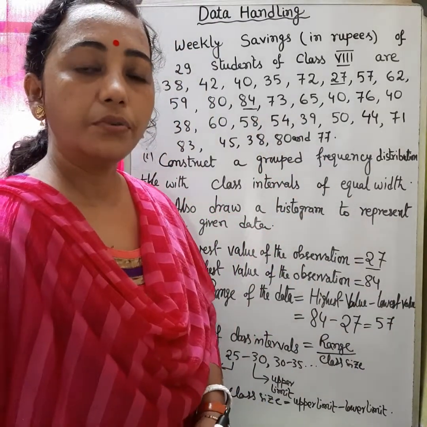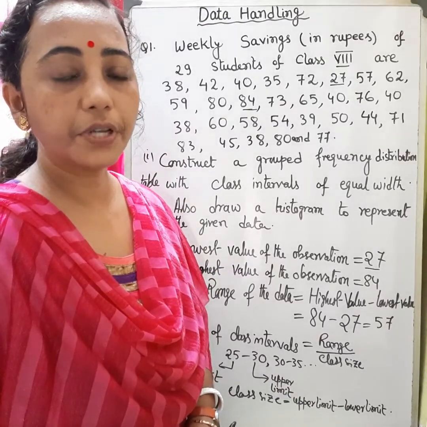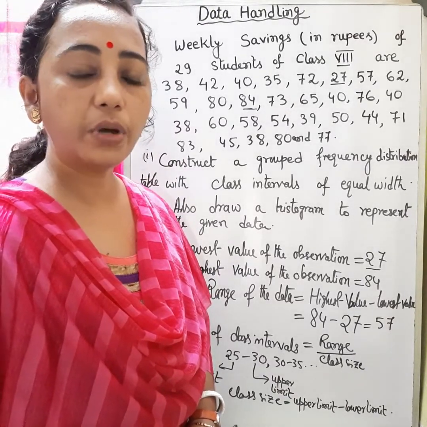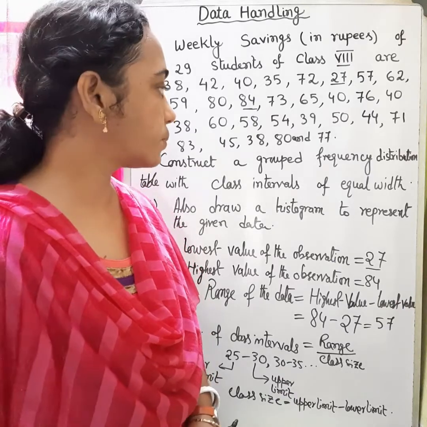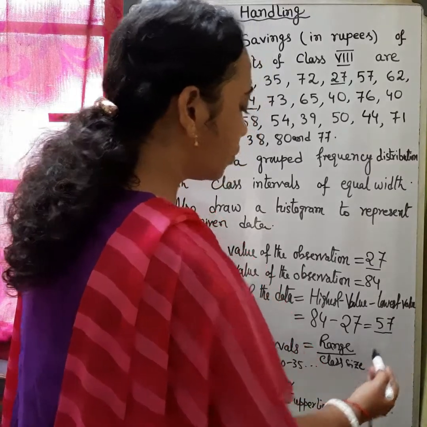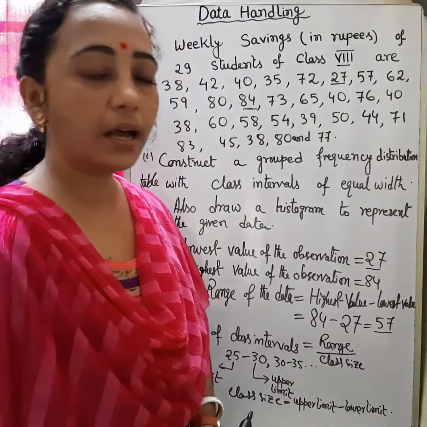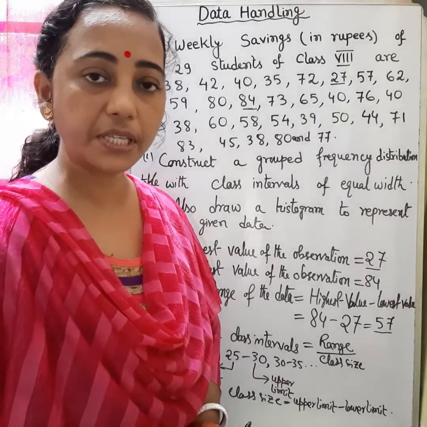So now we can easily find the range of the data. We know the range of the data is the difference between the highest value and the lowest value of the given observations. So their difference is 84 minus 27 is equal to 57. So the range of the given data is 57.